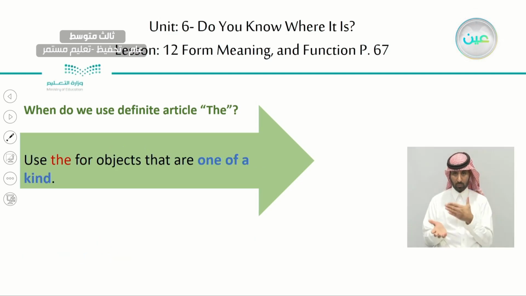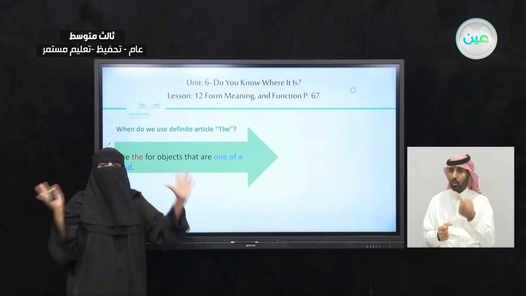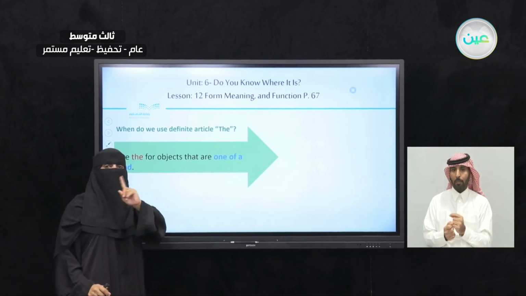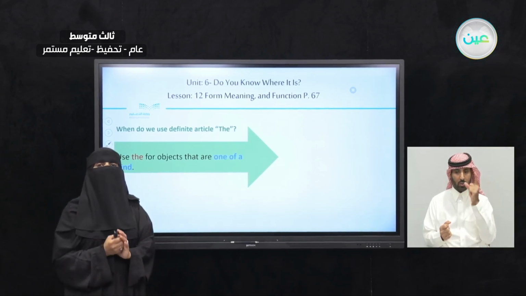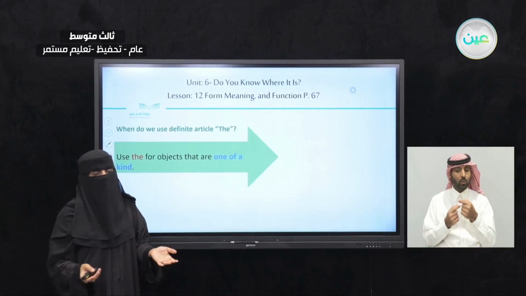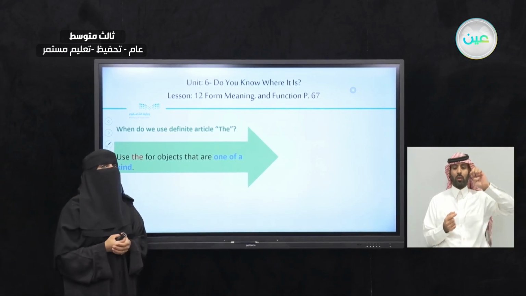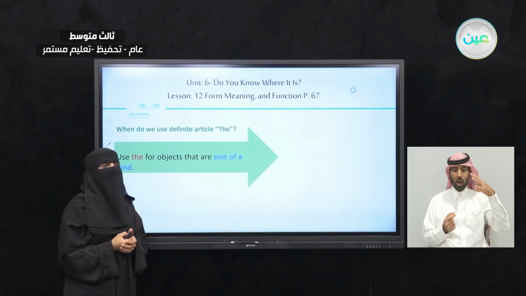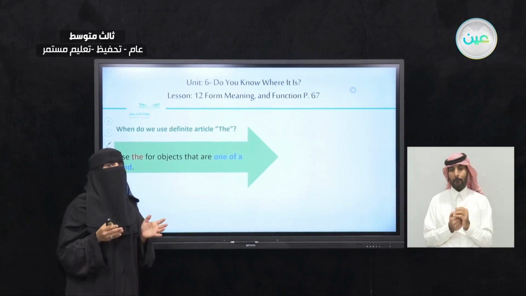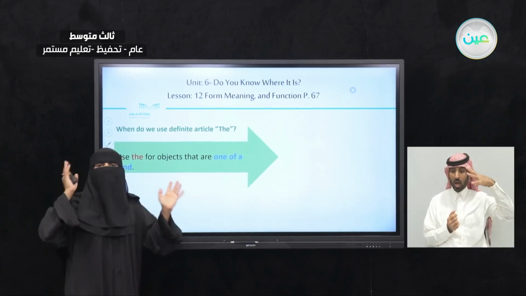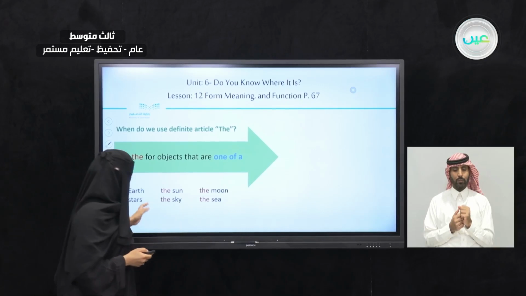Let's see the other rule here we have. We use the for objects that are one of a kind. If you are talking about something unique, something one of a kind, you say the. Like what, Miss? For example, if you're talking about the sun, you say the sun. Okay? These are the examples.